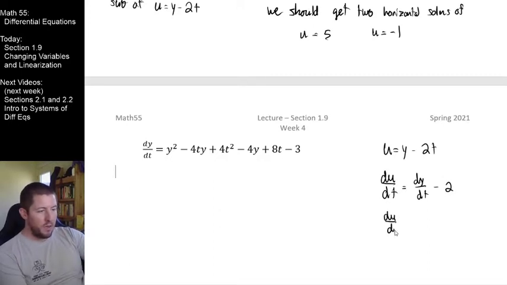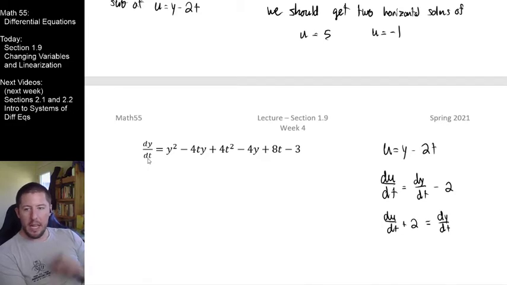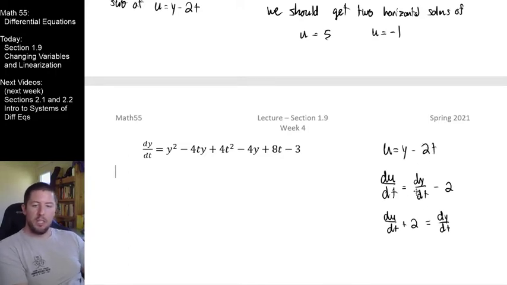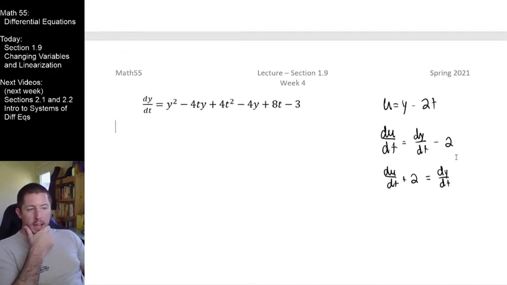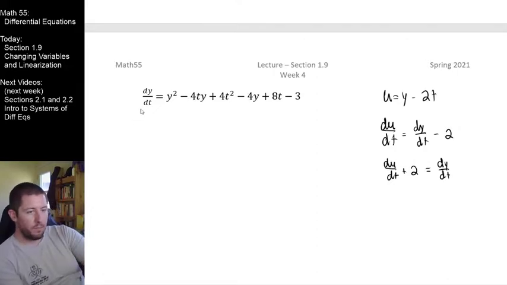It seems like I'm going to get du dt plus 2 is equal to dy dt. So I've got a way that I can replace my left-hand side, dy dt. I'm going to replace it with du dt plus 2. I've got my replacement term to get the dy dt in terms of du dt. They differed by 2, and that's just based on that change in 2 that we see, a slope of 2. There's a difference in 2 with their rates of change. Now, how do we actually make the substitution happen on the right-hand side is a little less obvious.